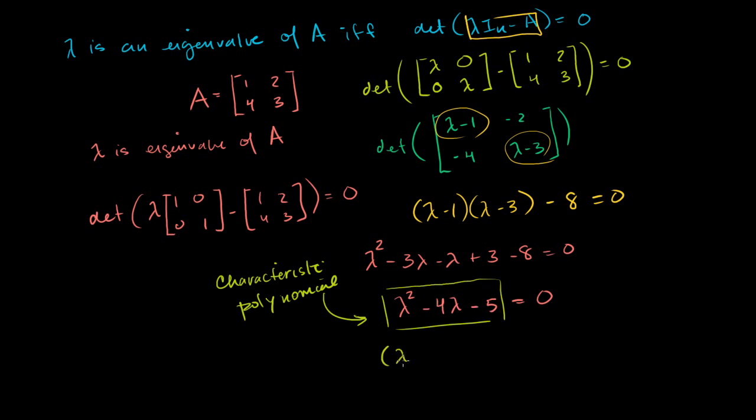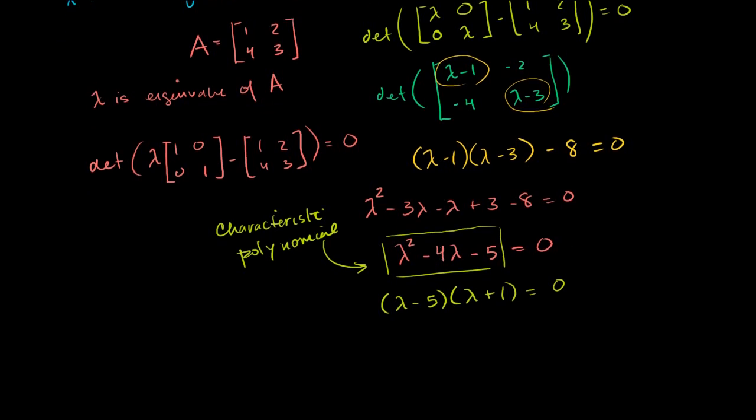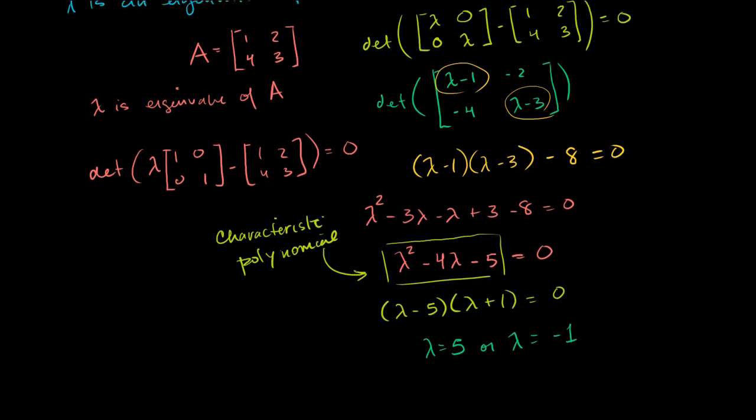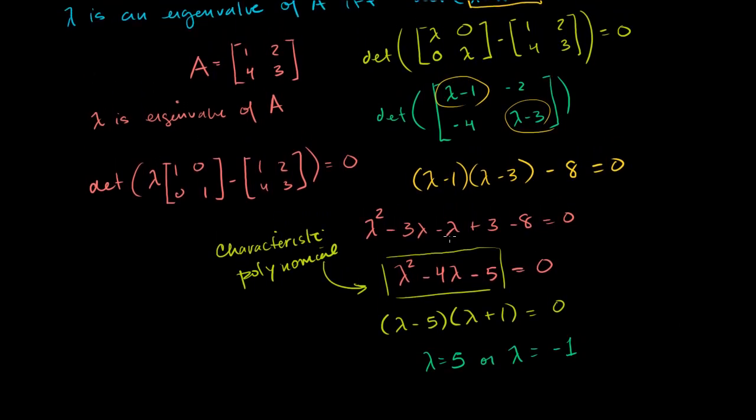So you get lambda minus 5 times lambda plus 1 is equal to 0, right? Minus 5 times 1 is minus 5. And then minus 5 lambda plus 1 lambda is equal to minus 4 lambda. So the two solutions of our characteristic equation being set to 0, our characteristic polynomial, are lambda is equal to 5 or lambda is equal to minus 1. So just like that, using the information that we proved to ourselves in the last video, we're able to figure out that the two eigenvalues of A are lambda equals 5 and lambda equals -1.